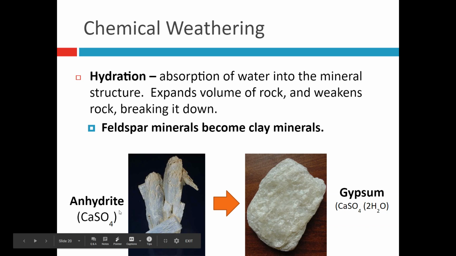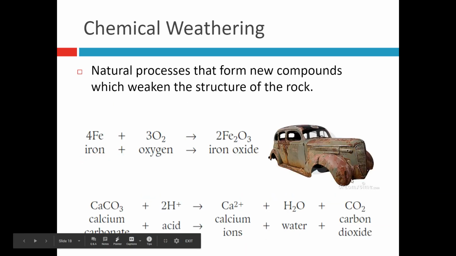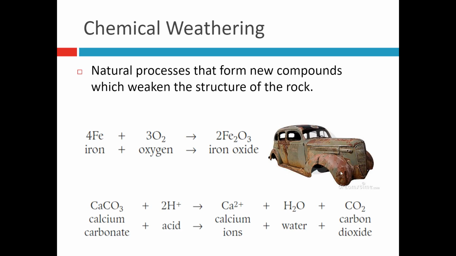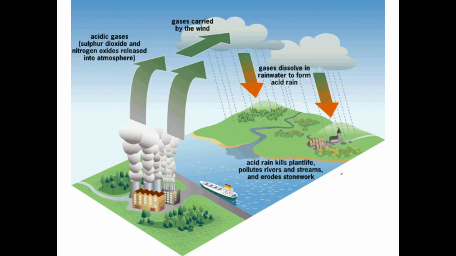So anhydrite might form gypsum. These feldspar minerals, this is feldspar, forms a much weaker structure, gypsum. And you know gypsum is a super soft mineral. And if it's much softer, it's much more prone to further weathering. So again, these three processes of chemical weathering are all about breaking down the rock and weakening the structure of the rock.